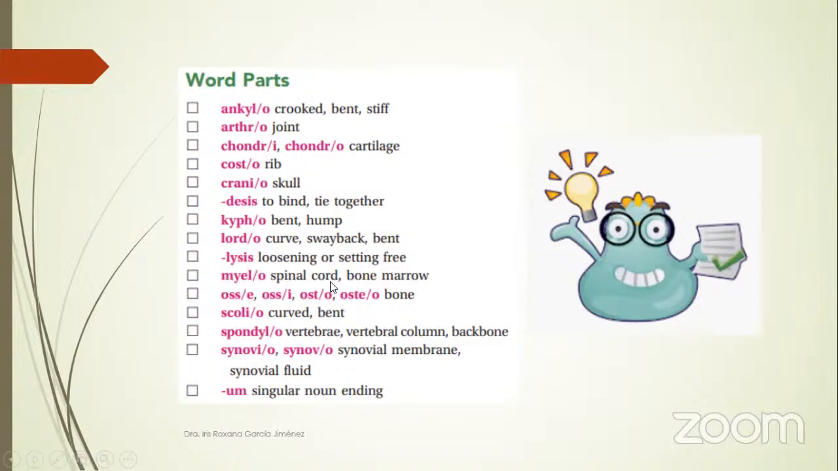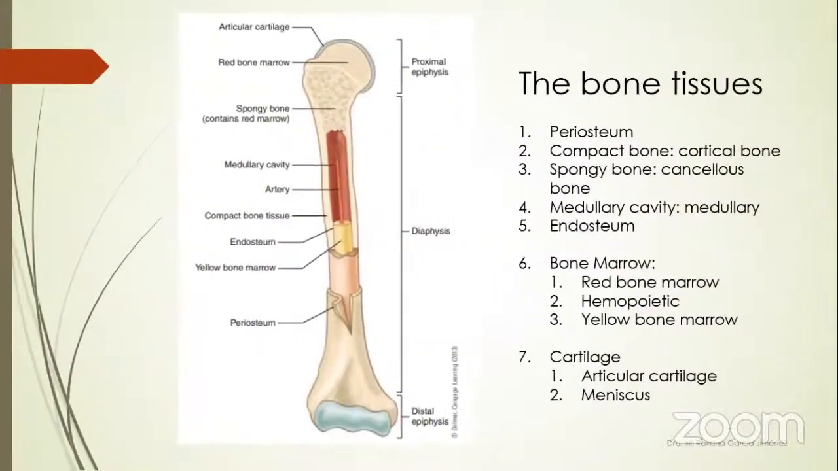Myel or myelo, spinal cord, bone marrow, we check this. Os, osteo, bone, of course. Scoli or scolio, curved, bent. Spondyl or spondylo, vertebra, vertebral column, backbone. Some synonyms to check the meaning. Synovi, synovio, synovo, synovial membrane, synovial fluid. And again, the suffix -um, singular noun ending, as we were checking at the beginning. Check these word parts, easy to catch the meaning with them.